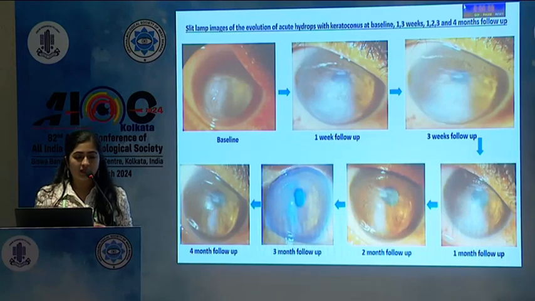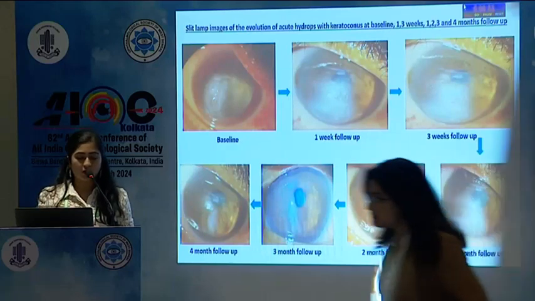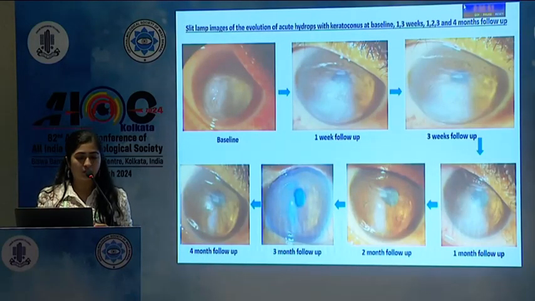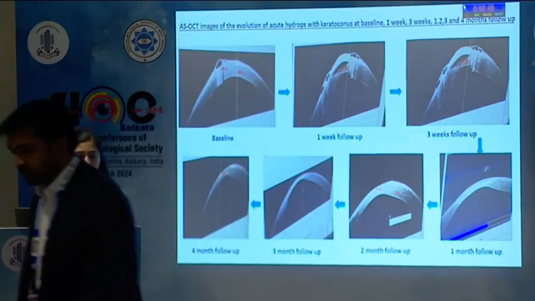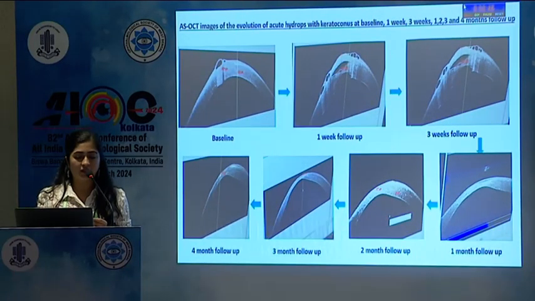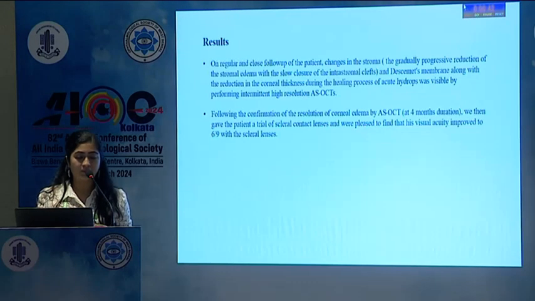As can be seen from the slit lamp images, this shows a slow progressive decrease of the corneal edema and finally scarring at the 4-month follow-up. Similarly, the ASOCT images also show initially an increase in the corneal thickness along with intrastromal clefts, finally leading to resolution of the edema and scarring. On regular and close follow-up of the patient, changes in the stroma and Descemet's were seen along with the decrease in corneal thickness using this ASOCT. Following the confirmation of the resolution of corneal edema by ASOCT, we gave the patient a trial of scleral contact lenses and the vision improved to 6/9.